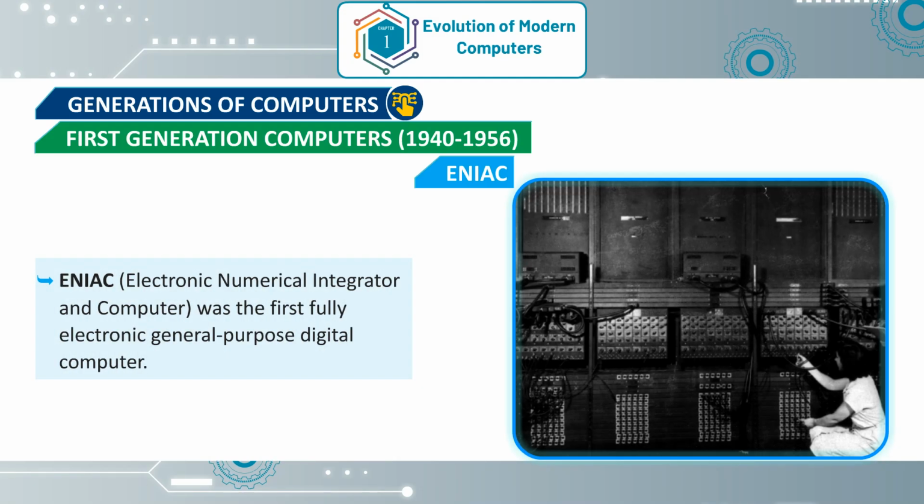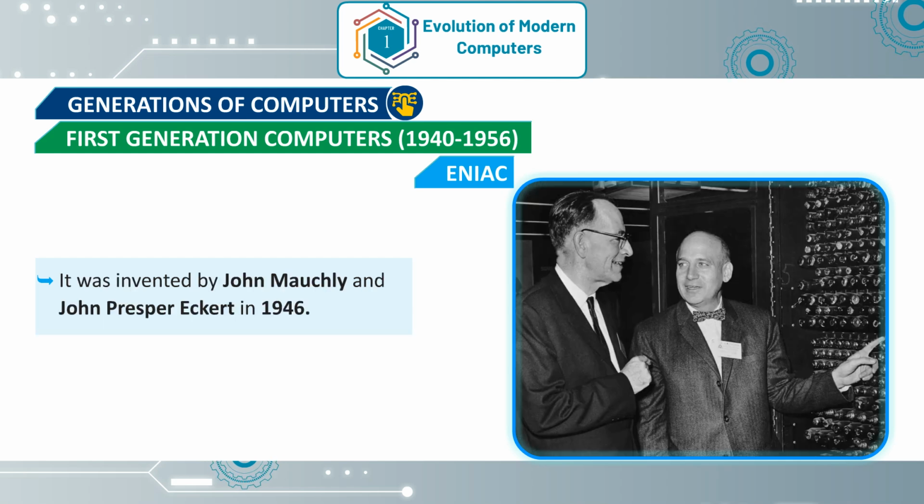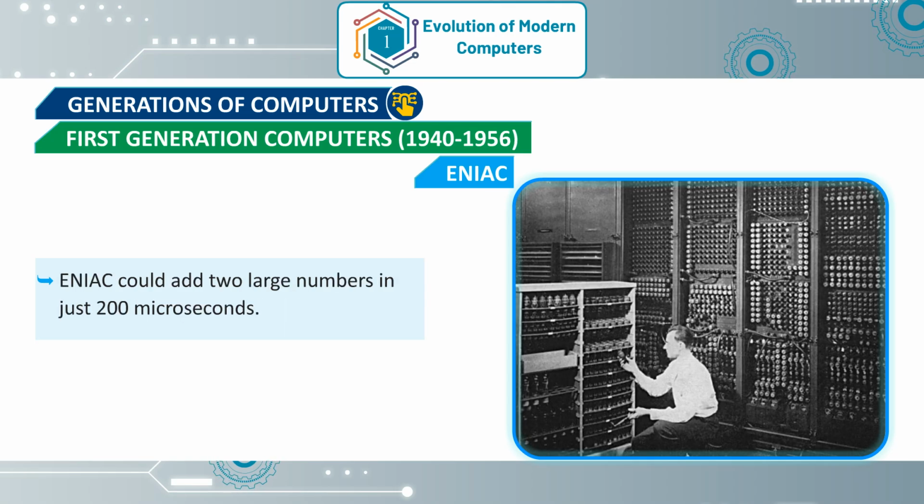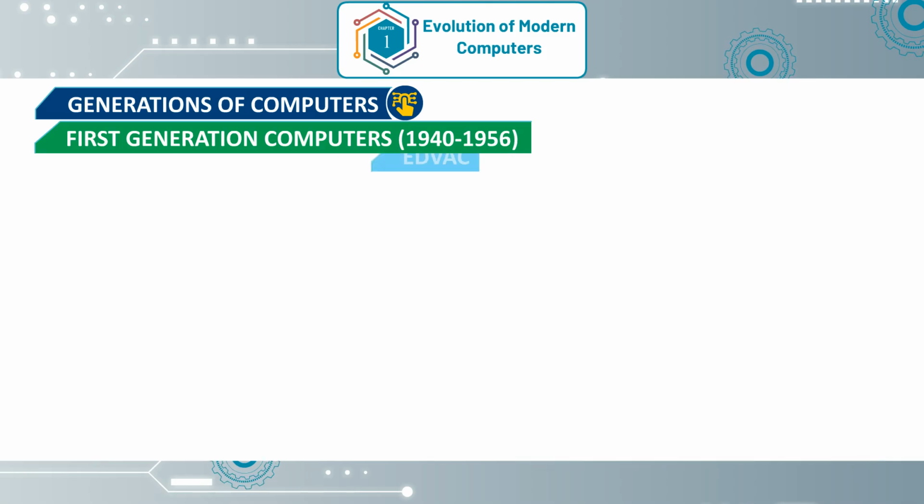ENIAC. ENIAC, Electronic Numerical Integrator and Computer, was the first fully electronic general-purpose digital computer. It was invented by John Mauchly and John Presper Eckert in 1946. This computer used 18,000 vacuum tubes, which made it 1,000 times faster than the Mark I. ENIAC could add two large numbers in just 200 microseconds.